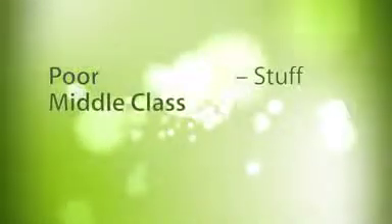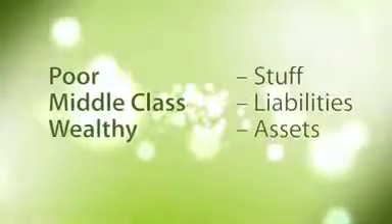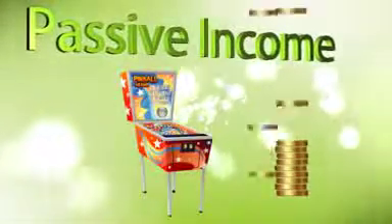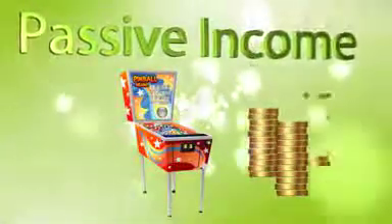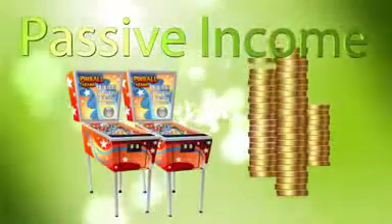So remember, the poor buy stuff, the middle class buy liabilities, and the wealthy buy assets, preferably businesses that can create passive money. Then take that money and buy another asset that produces more money. That's the wealth creation formula.